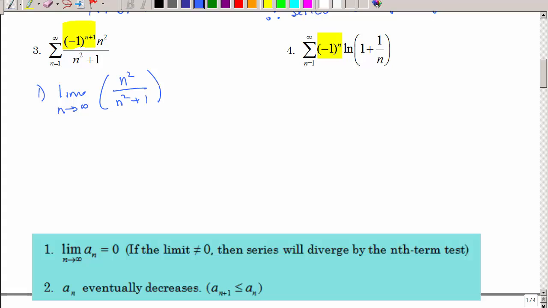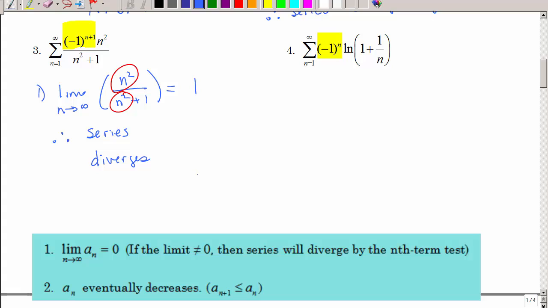Take the limit. Is that limit 0? I don't think so. You have the same power of the same power, so you just have the leading coefficients, and that limit is 1. So we can stop right there and say the series diverges, and not because of the alternating series test.